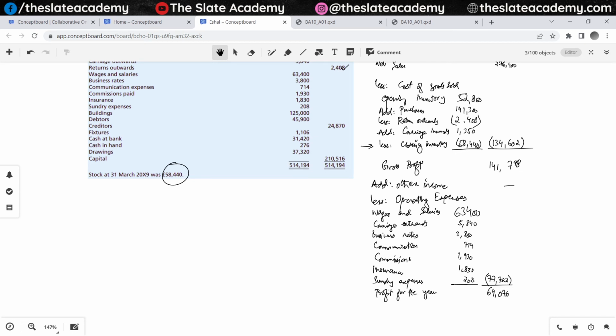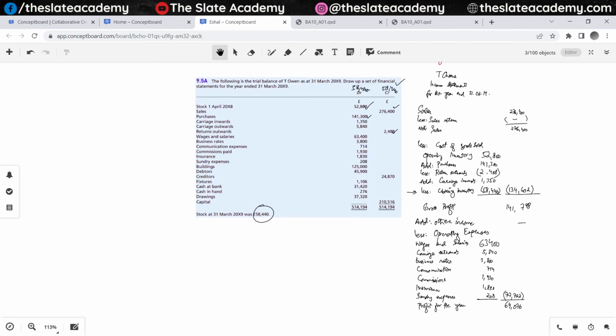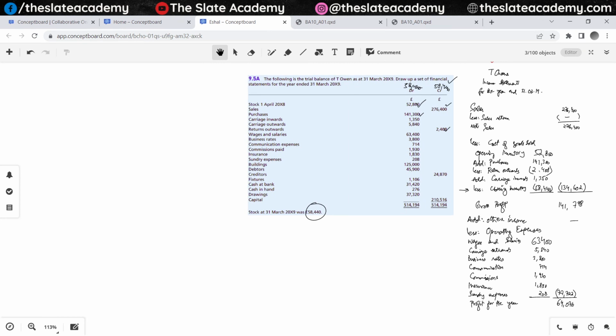And now let's quickly prepare the statement of financial position for the same business. The pattern is the same. First I'll write the name of the business, T Ovens. Statement of financial position as at 31 March 2019.